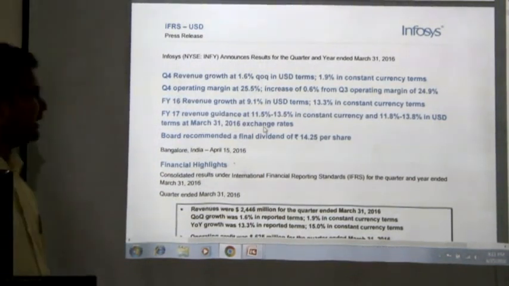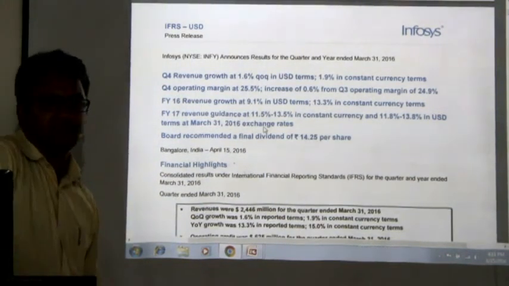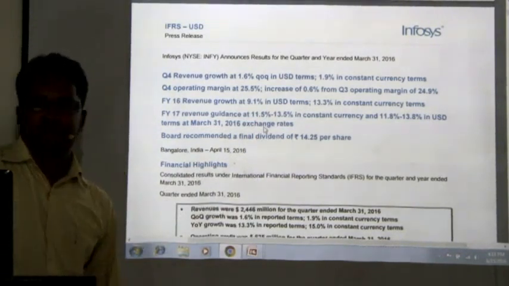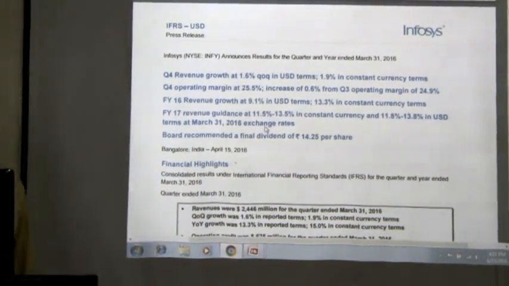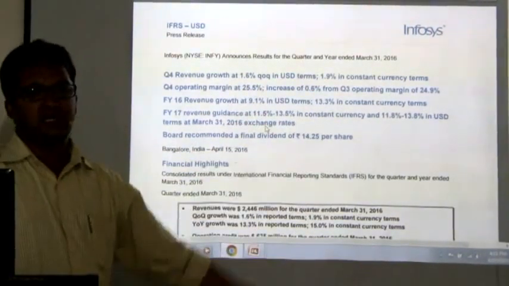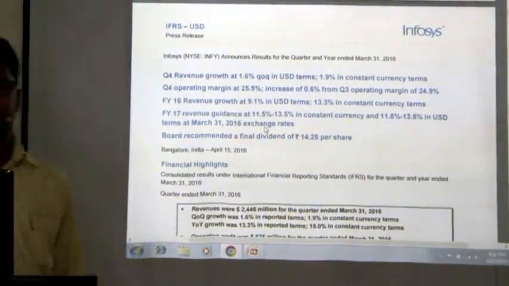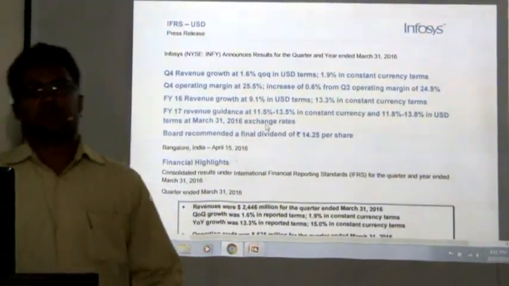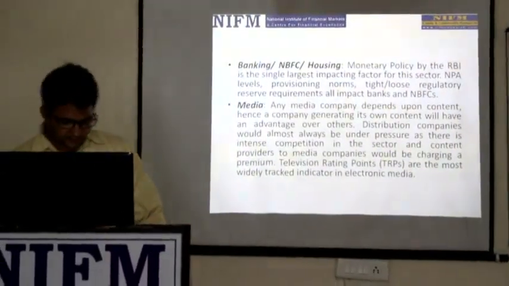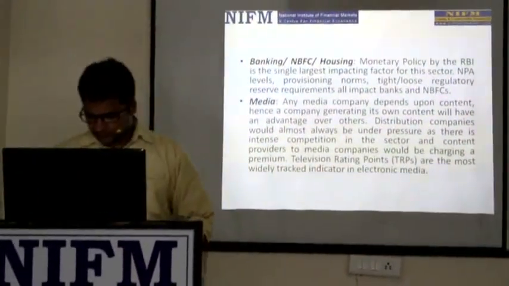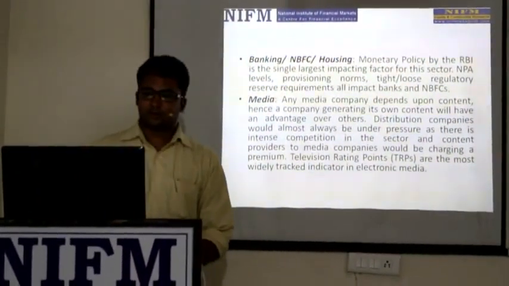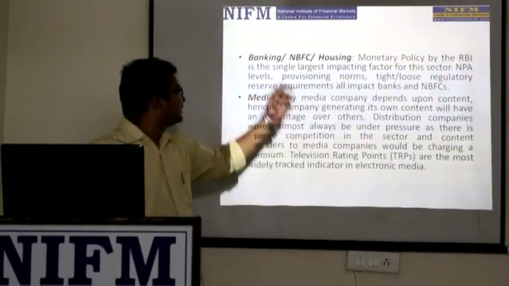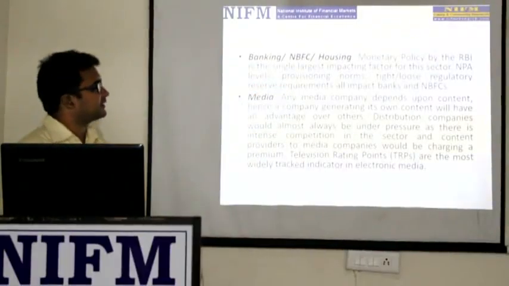This is compared to the NASSCOM figures. NASSCOM publishes revenue guidance or industry growth rate of an industry, and all the major players gave their own revenue guidance, and we are very much concerned about whether they are able to beat the revenue guidance of NASSCOM or not. As we have seen in the case of the IT sector, we'll now be talking about the banking, NBFC and housing sector. The monetary policy by RBI is the single largest impacting factor to this sector.